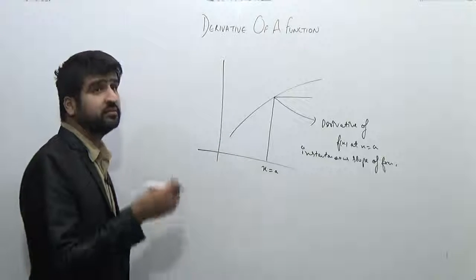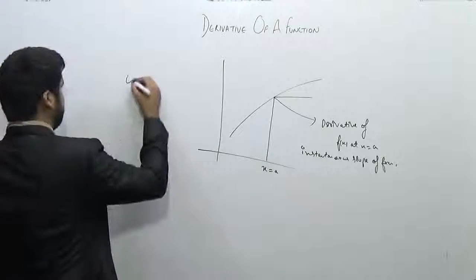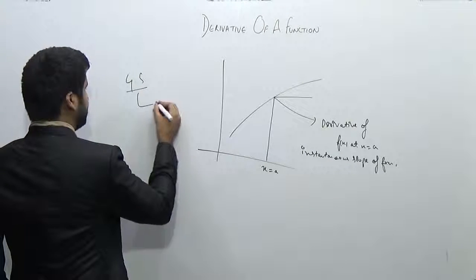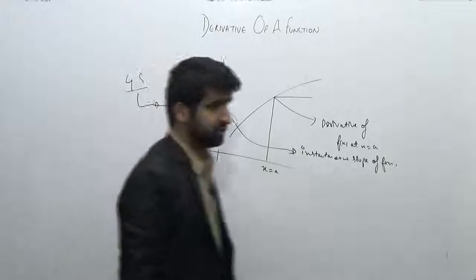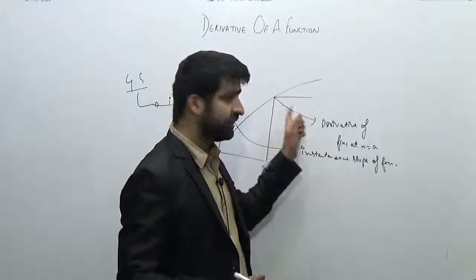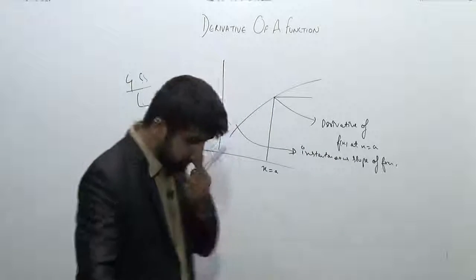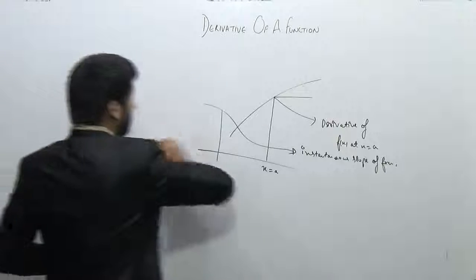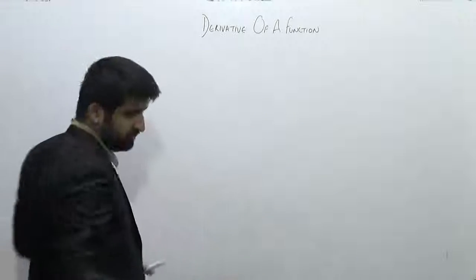Now we'll try to see the physical significance. So we can say that the geometrical significance is that it gives us the instantaneous slope of the function. And what do we mean by the left hand derivative and the right hand derivative? That is pretty much clear to you, I think so. So let's see this geometrical significance with the help of a question.